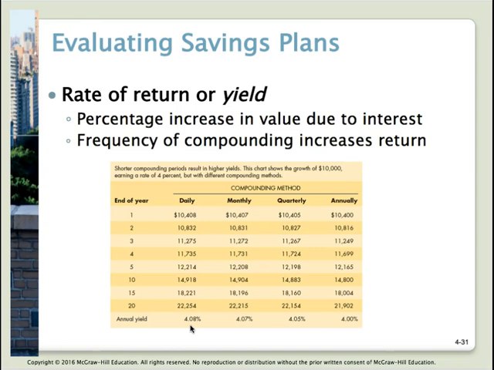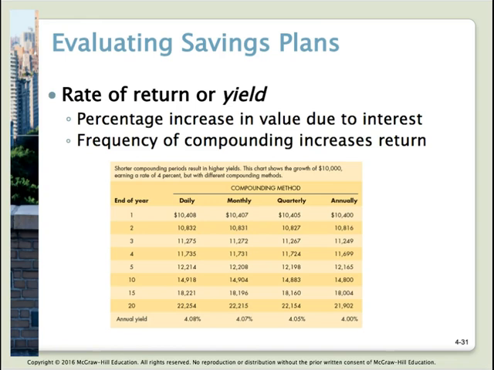And if you look at the example, even though the difference between 4.08% and 4% doesn't seem to make much difference, over a period of time it can make a difference, and the larger the sum of money, of course, the larger the difference that makes. So you want to ask how often the interest is compounded, in addition to asking what interest rate your money will be earning.